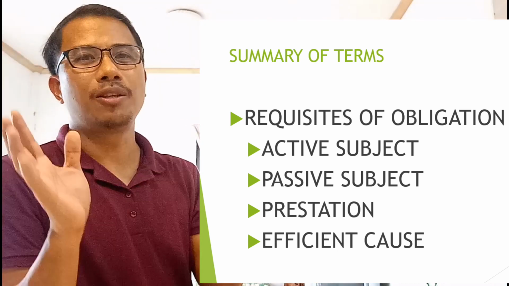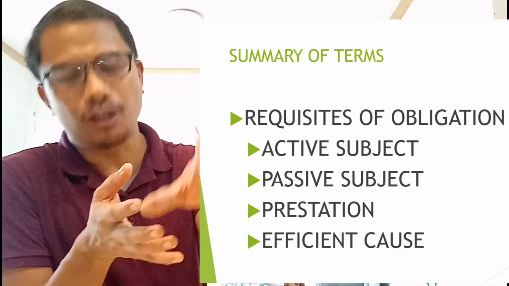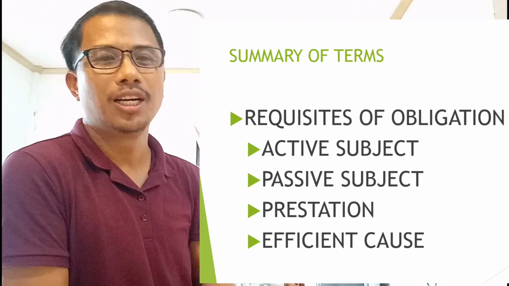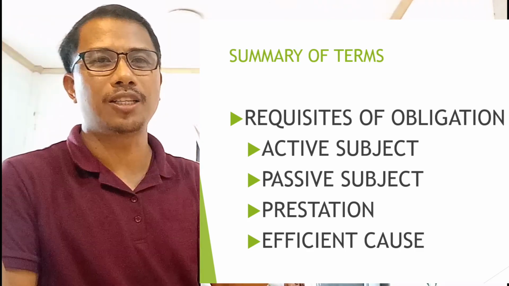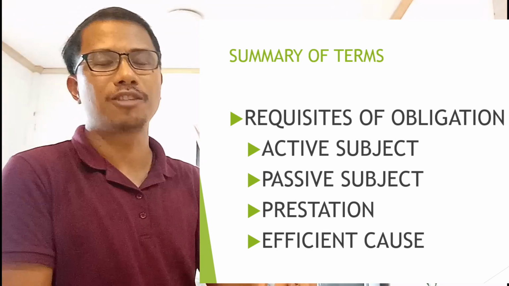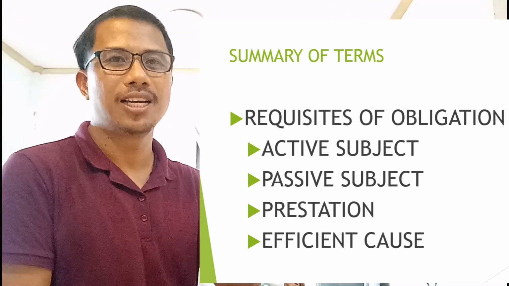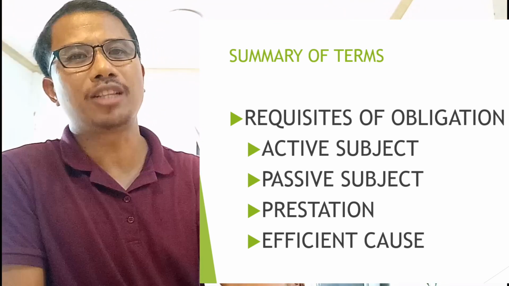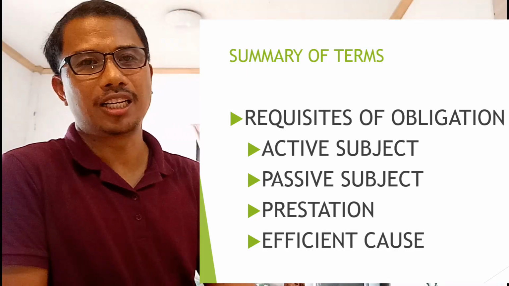When we talk about prestation, that refers to the object that is subject to an obligation. And we talk about efficient cause, that refers to the tie that binds both the obligor and the obligee, or the debtor and the creditor.